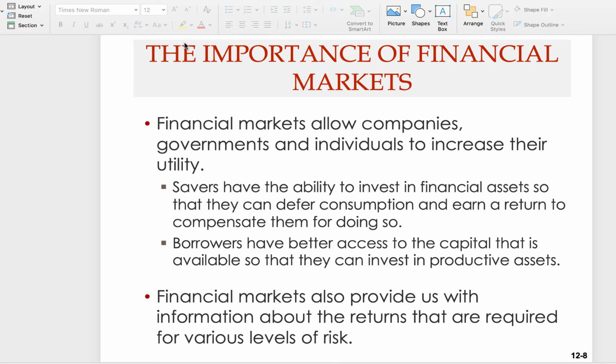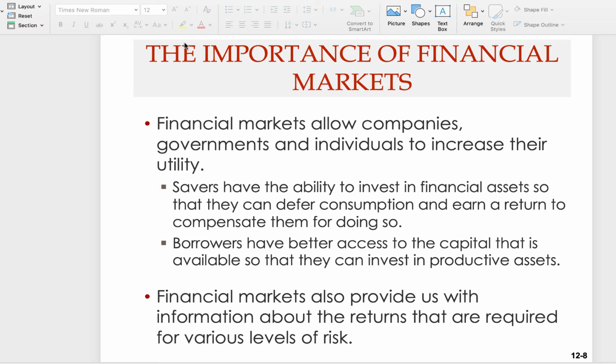Think about it this way: regardless of whether you're a saver or a borrower, we have the ability to invest in financial assets, or if we're a borrower, we have access to available capital. So we can either invest in productive assets if we're borrowers, or if we're savers, we can invest in companies who can then provide us with a return.